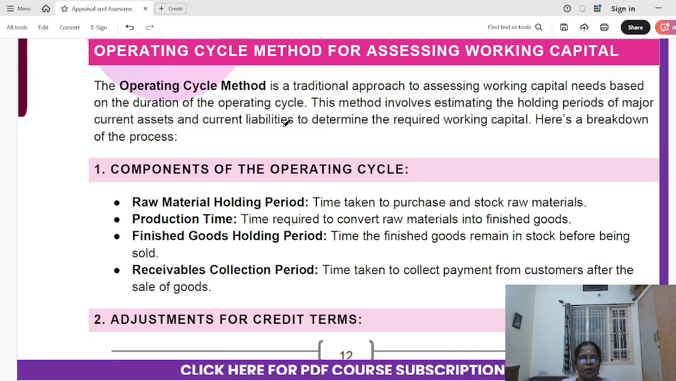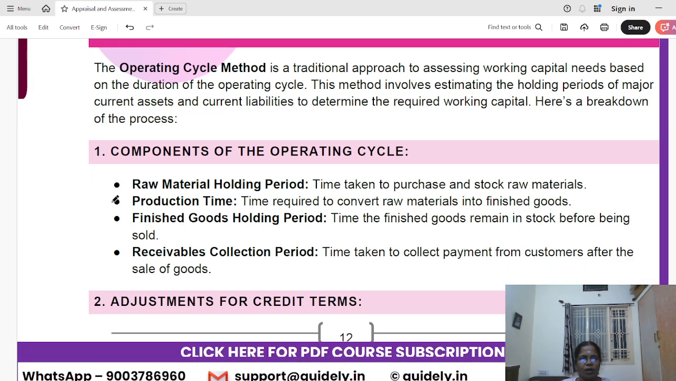So components of the operating side, this one, raw material holding period: how many days they are holding the raw material, the time taken to purchase and stock the raw materials. If the time taken to purchase alone is long, it becomes very difficult to repay the loan amount. Then next they have to go for the work in progress.